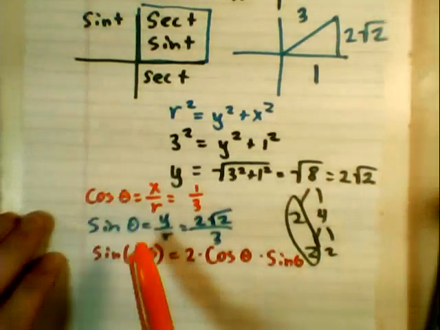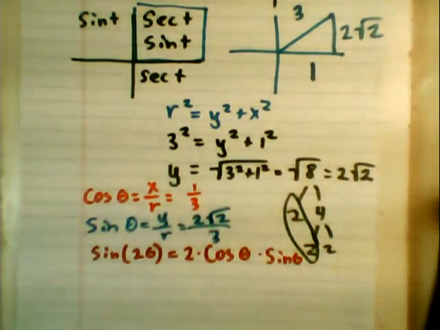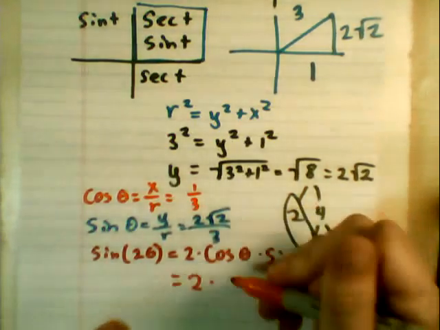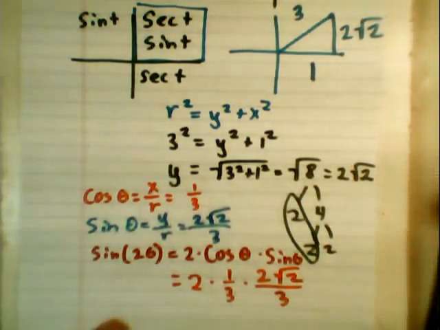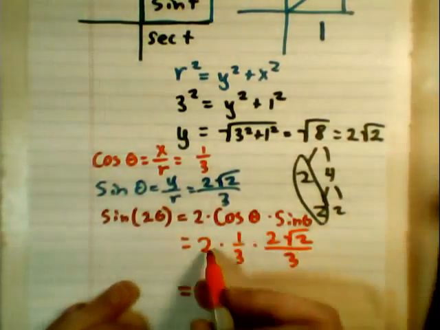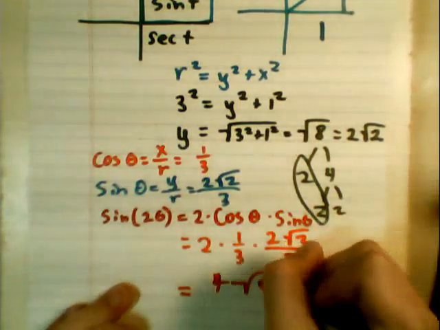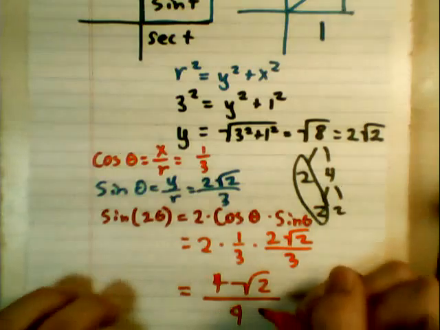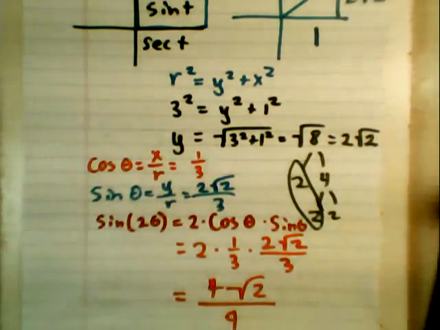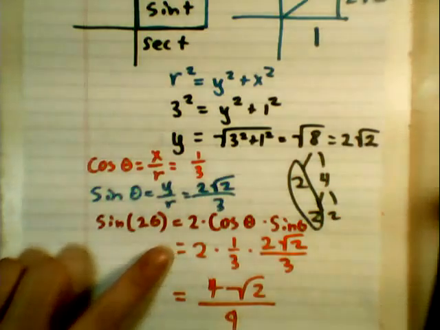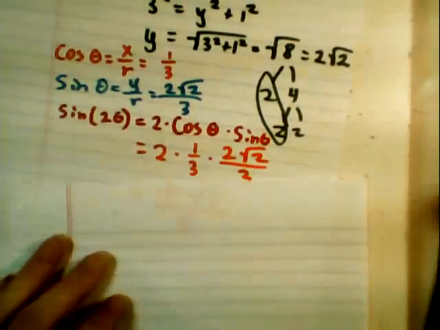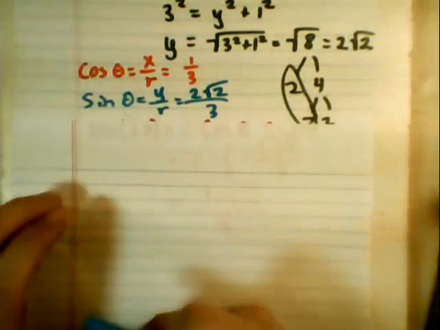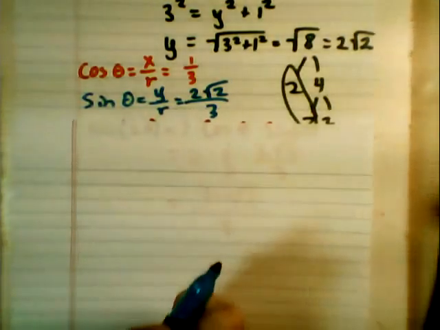So we can just plug these in and then multiply it out. So we get 2 times 1/3 times 2 square root 2 over 3. So multiply straight across. We get 4 square root 2 over 9. And since we can't simplify that, that is the answer for sine of 2 theta. Now it asks for cosine of 2 theta. Okay. So now we're asked for cosine of 2 theta.